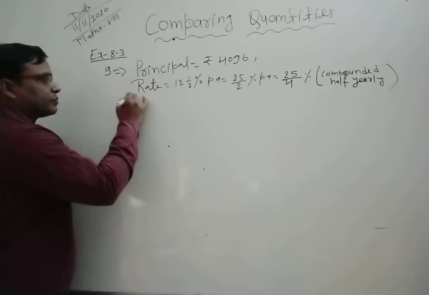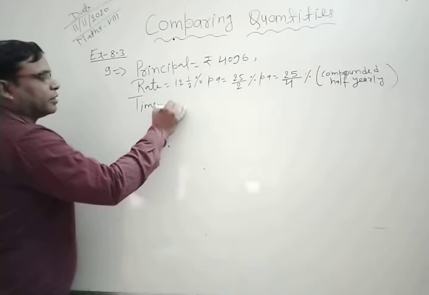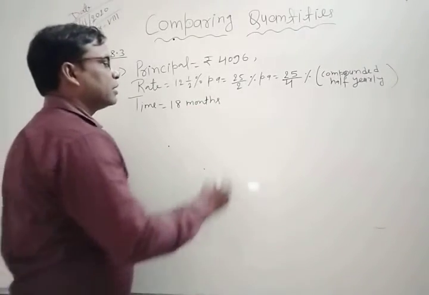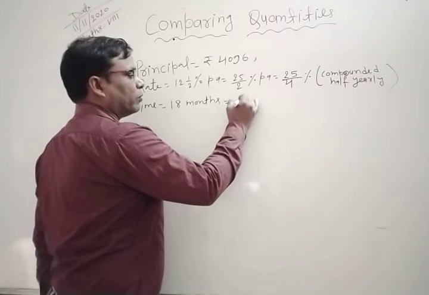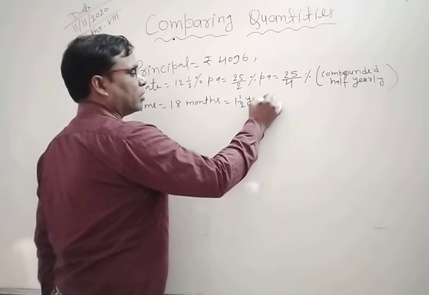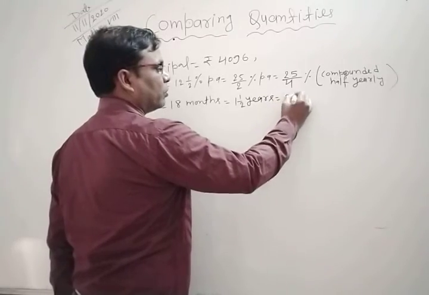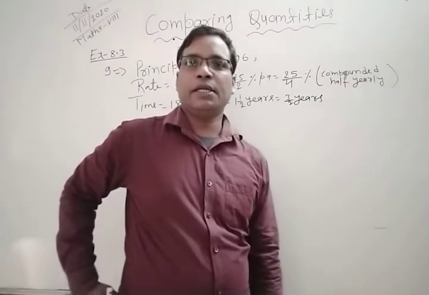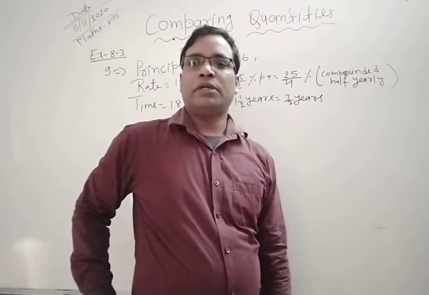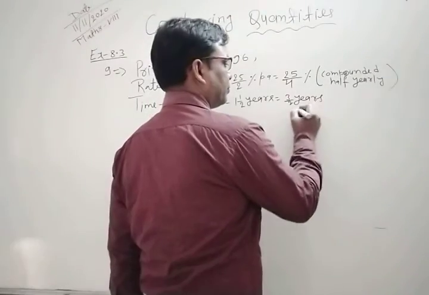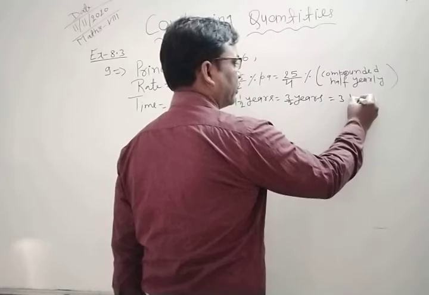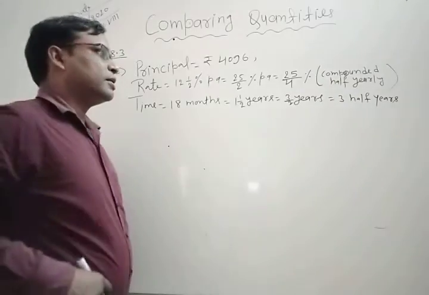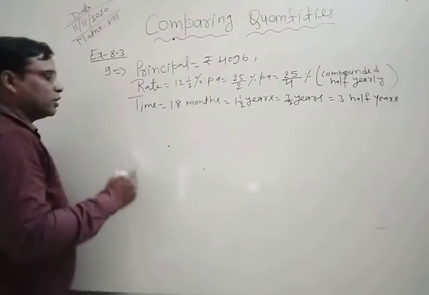And the time given here is 18 months. This is equal to 1 and a half years, or you can write 3/2 years. But here we need to find the amount compounded half yearly, so this is equal to 3 half years. So here we find the amount.